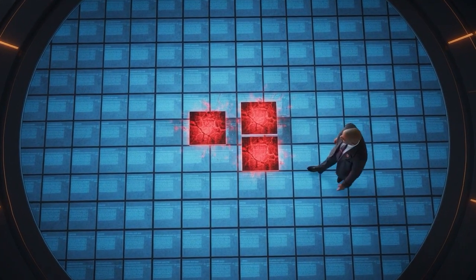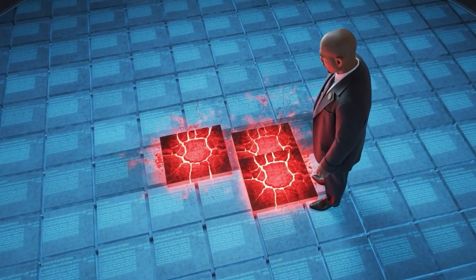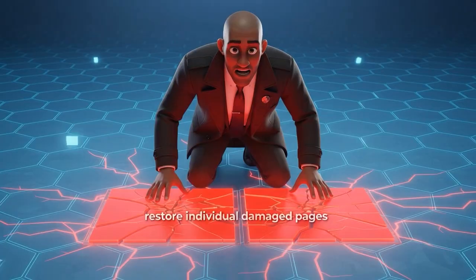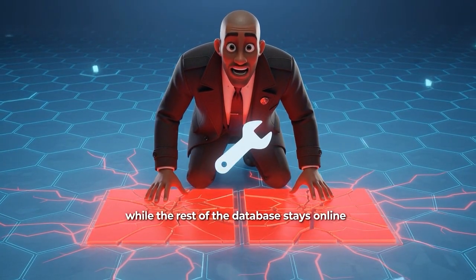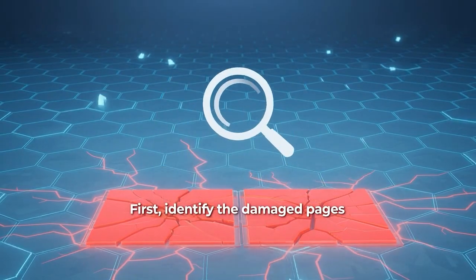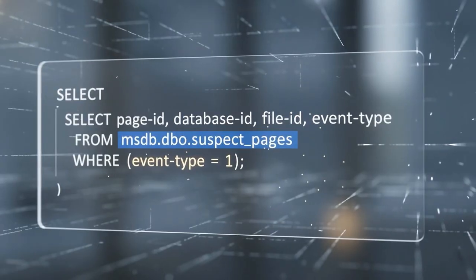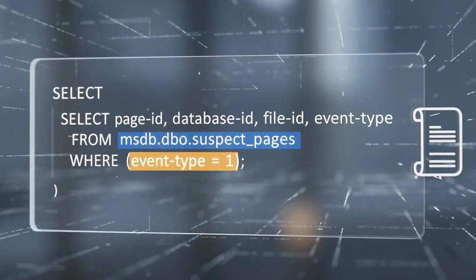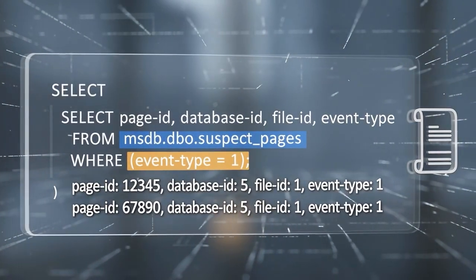A page restore is used when only specific pages within a database are corrupted, rather than the entire database. This is an Enterprise Edition feature that allows you to restore individual damaged pages while the rest of the database stays online and accessible. First, identify the damaged pages. SQL Server writes page corruption errors to the error log and to the suspect_pages table in MSDB. You can query it like this. SELECT * FROM msdb.dbo.suspect_pages WHERE event_type = 1.